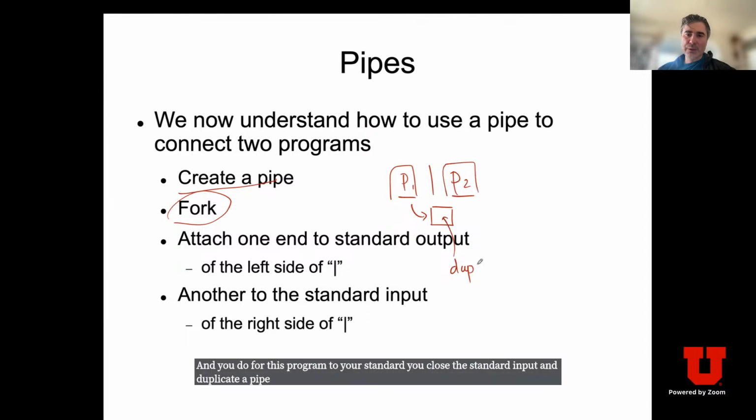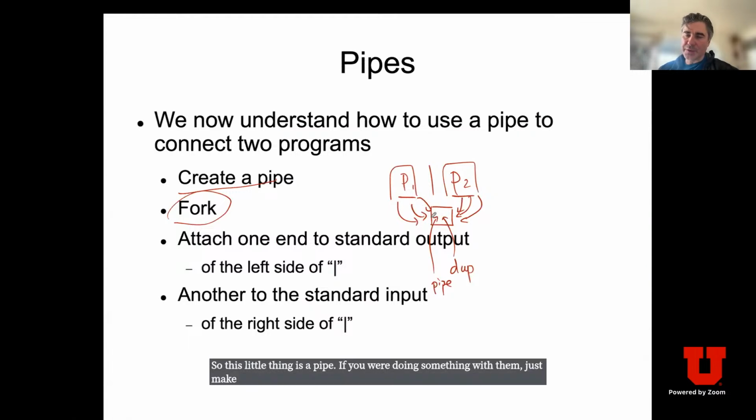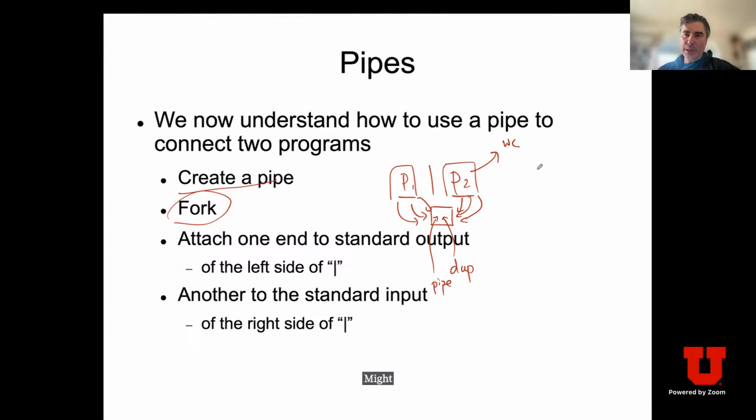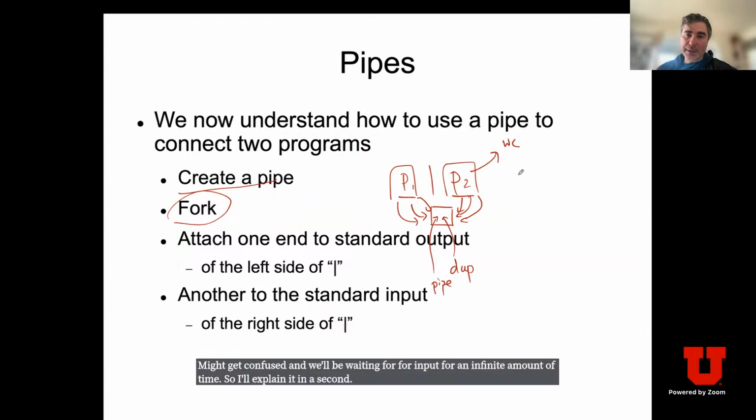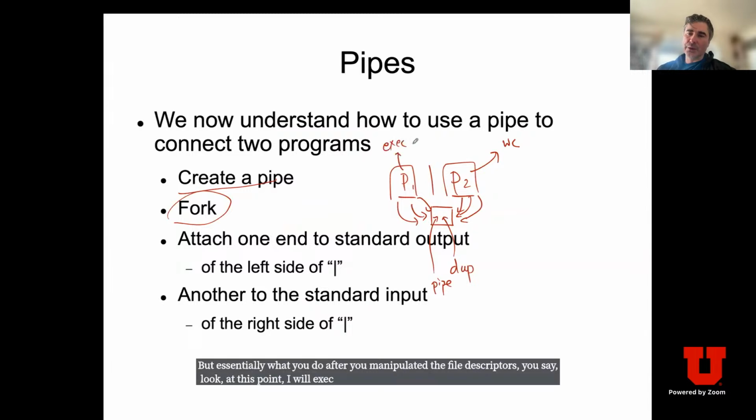And then you close, like essentially, if you have a pipe here, this little thing is a pipe, and you might accidentally be doing something with the file descriptors, just make sure that you correctly close the ends of the pipe, because otherwise the program which will be running here later on, like wc, for example, might get confused and will be waiting for input for an infinite amount of time. I'll explain it in a second. But essentially what you do after you manipulated the file descriptors, you say, look, at this point, I will exec into whatever program I want to run. Let's assume it's cat.